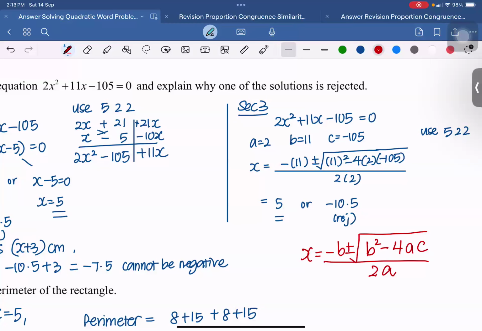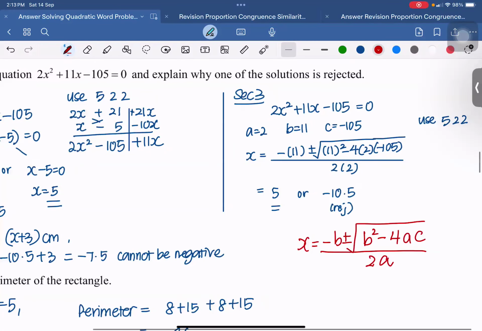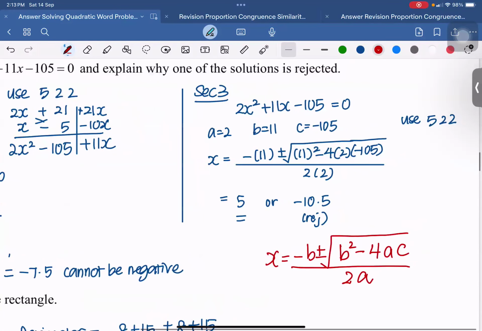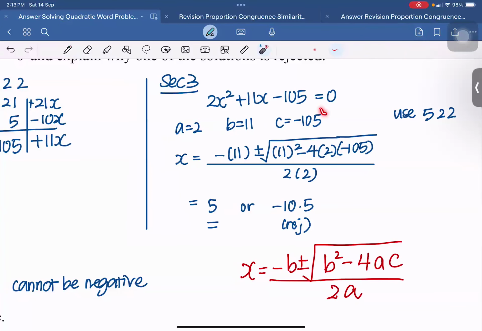I write it down again here. Please memorize it. Thank you very much for attempting to answer my question. Okay, so do memorize this formula. This is important. At the same time, please make sure you know what your A, B, and C are. Take note, in this case, C is negative 0.5. Always put brackets for all your values.